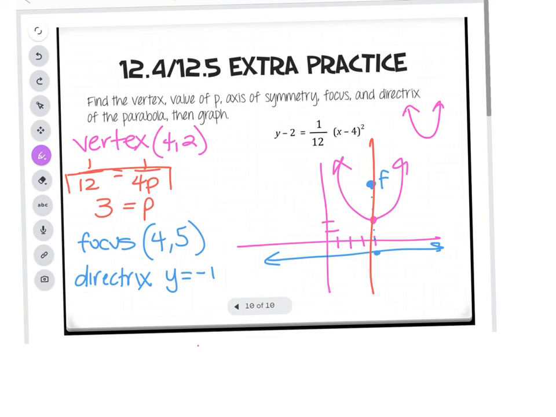And then the axis of symmetry runs vertically through that vertex. So it's an x equals whatever the x coordinate of my vertex was, which is 4.